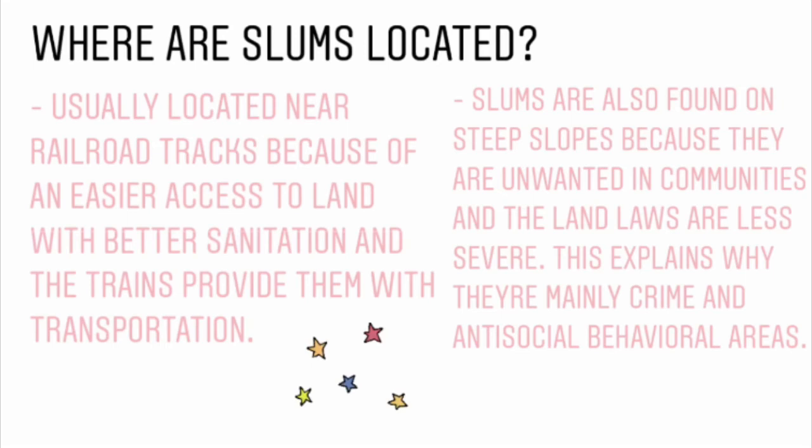Slums are usually located near railroad tracks. This is because it gives people an easier access to land with better sanitation, and the trains also provide better transportation for them. Slums are also found in steep slopes because they are unwanted in communities and the land laws are less severe there. This also explains why they're mainly crime and antisocial behavioral areas.